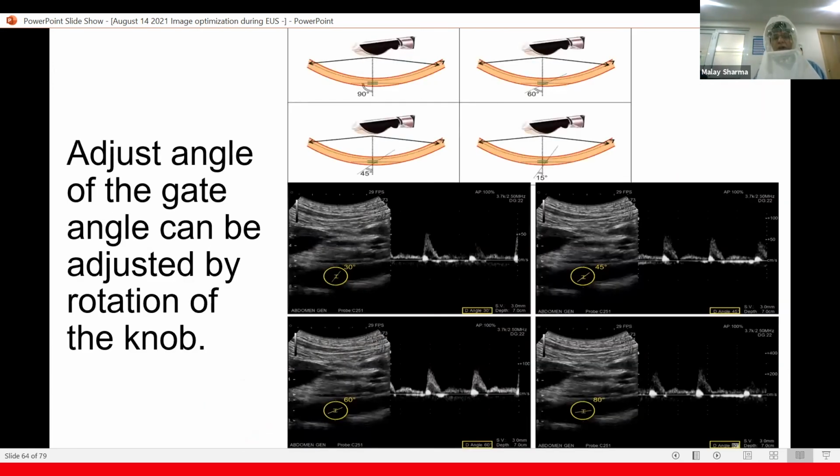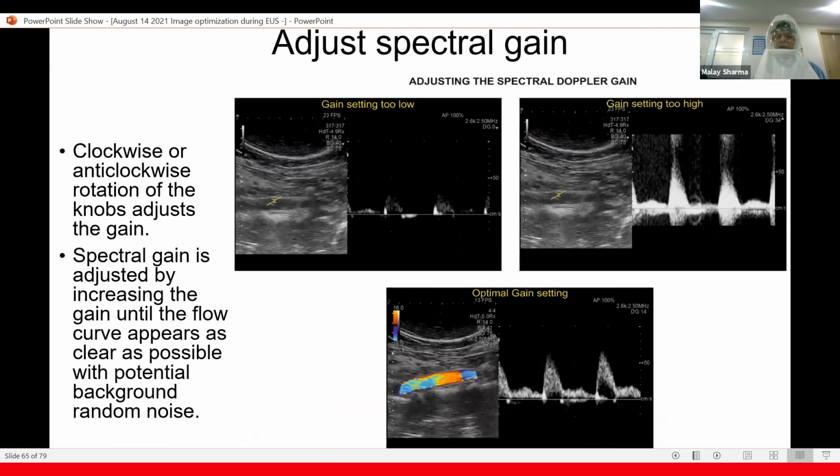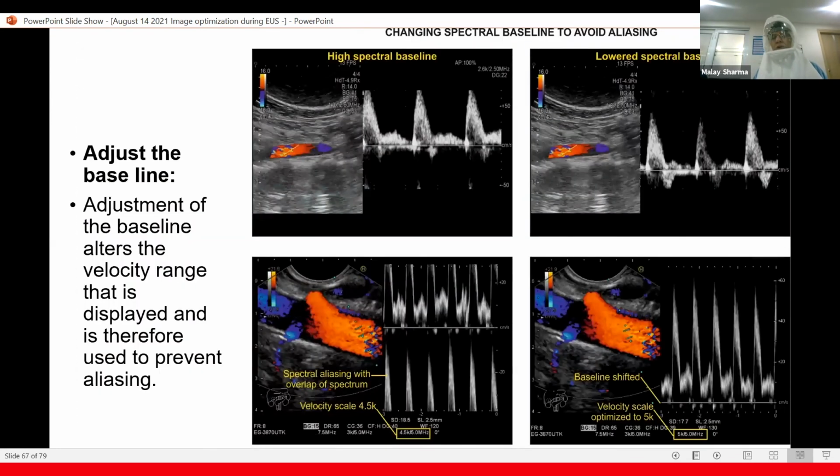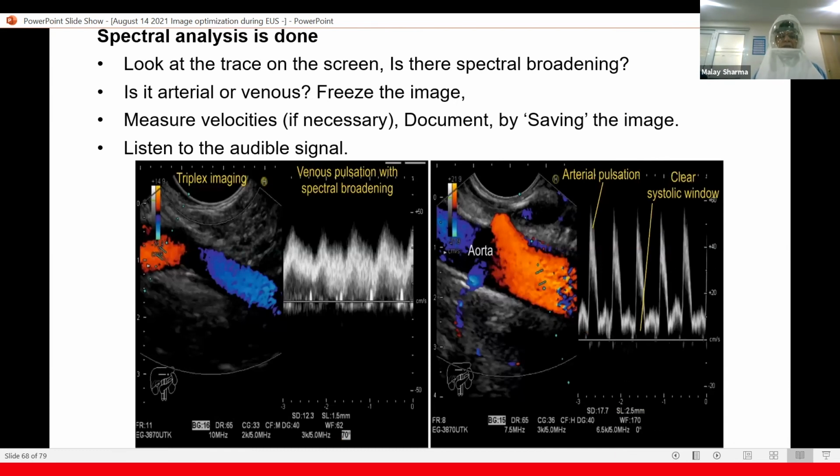Then adjust the angle of the gate by rotation, and then the spectral gain. I have increased the gain of the spectrum, and then I will do the imaging. So this is the spectrum gain. We can adjust the baseline by moving up and down. Here this is aliasing. This is the line. I will move this baseline down, and the spectral analysis is done in this case by venous pulsations, in this case by aortic pulsation. The spectrum is broad in veins, narrow in arteries.